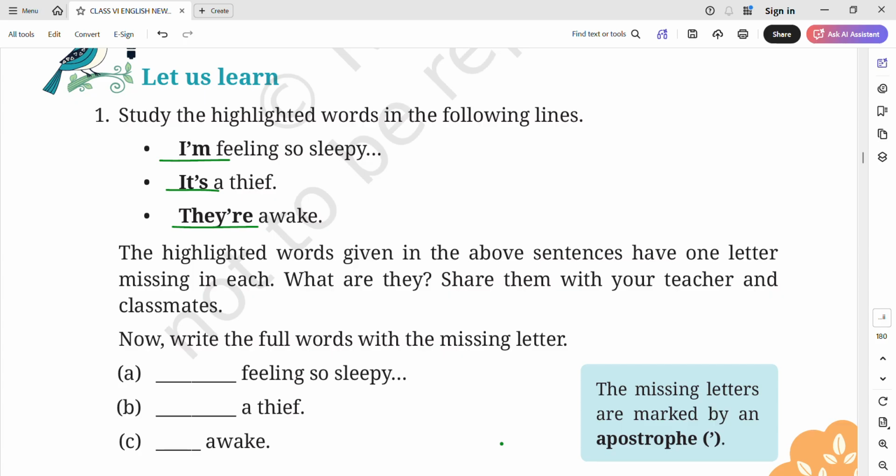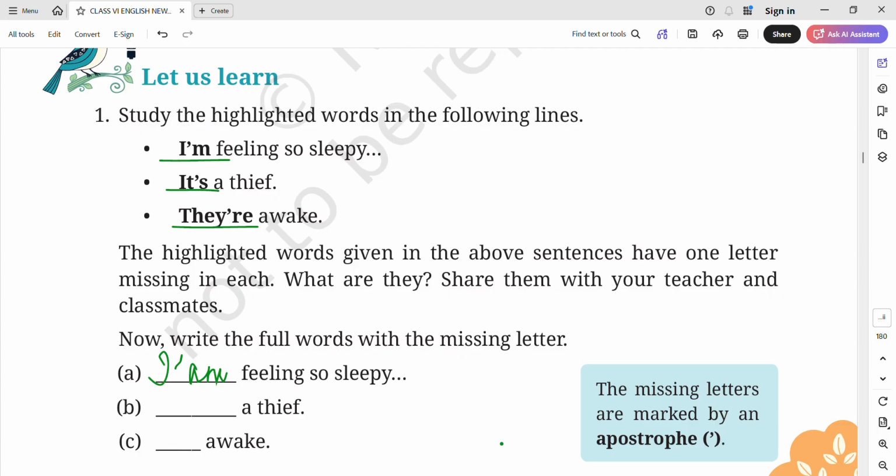Okay, dash feeling so sleepy. So what will be the answer here? I am feeling, or you are, any type of sentence can be made. I am feeling so sleepy.